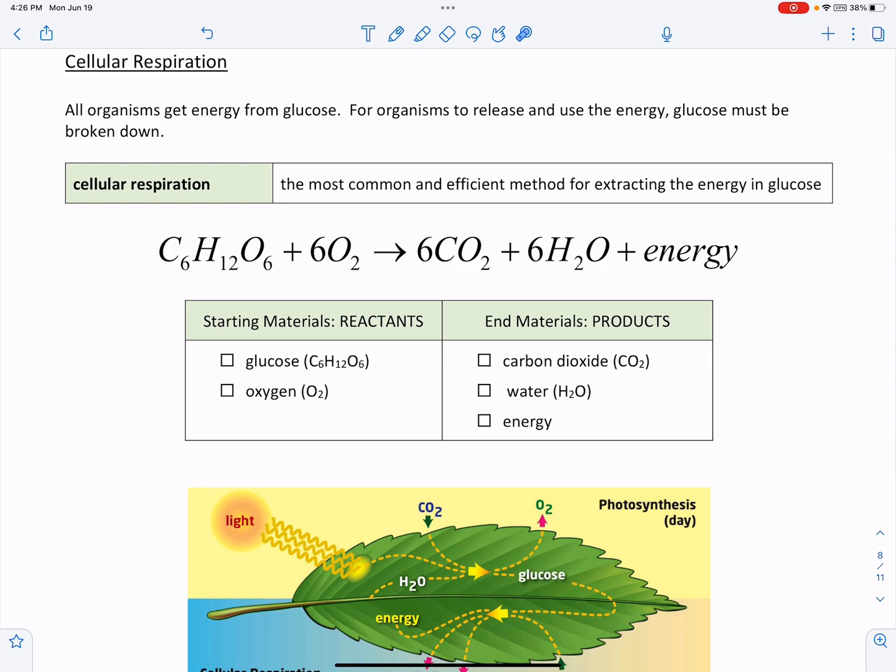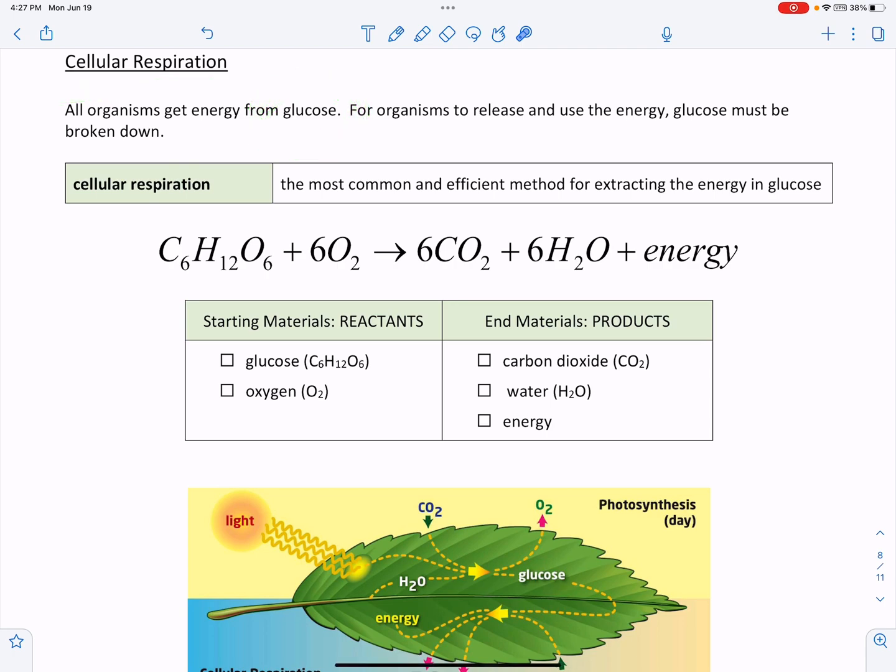So plants get their energy. They make their own energy in a process called photosynthesis. But how do other animals in the ecosystems get their energy? They get it from a form of glucose that they receive from plants. How do we turn glucose into usable energy? Well, it's a process called cellular respiration.